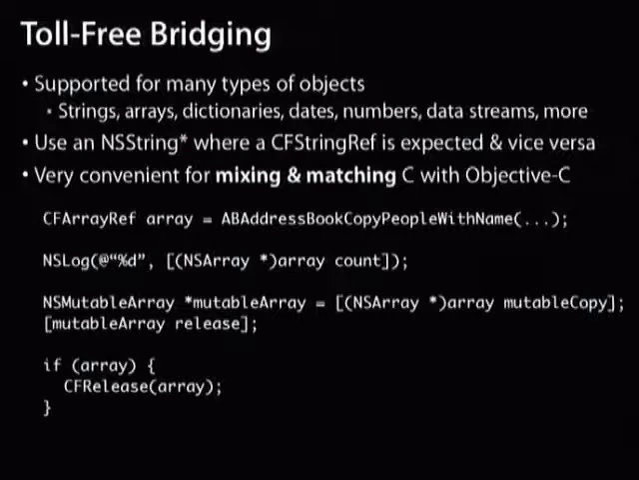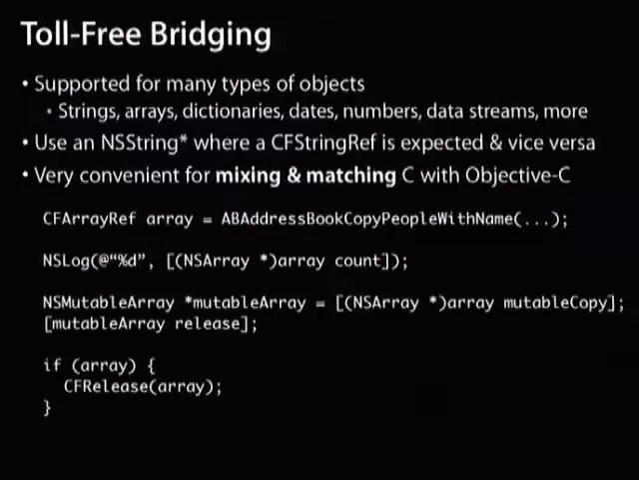So everything that ends in ref in CoreFoundation terms is a pointer to an object. So it's an NS array star. In this particular case, we're getting a CF array ref from the address book and then casting it to an NS array star and just calling Objective-C messages on it. And that's all you really need to do.